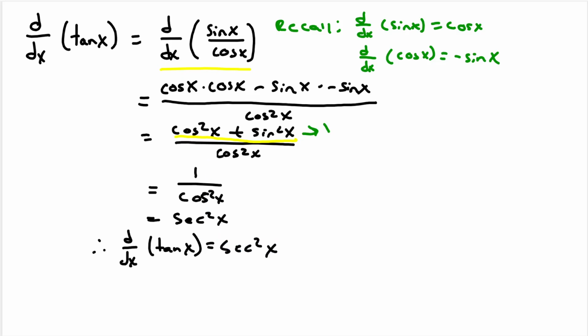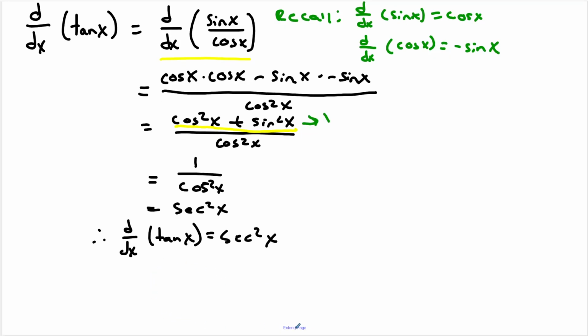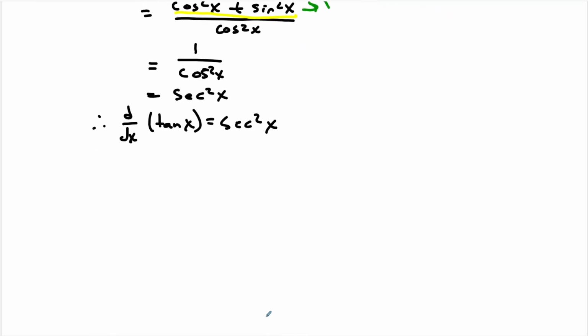So we can say, therefore, d dx of tangent of x equals secant squared of x. Okay, so that is the derivative of tangent of x. Pretty straightforward, just using our rules of differentiation and knowing that the derivative of sine of x is cosine of x and the derivative of cosine of x is negative sine of x.